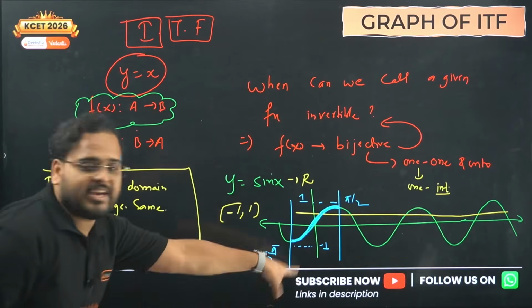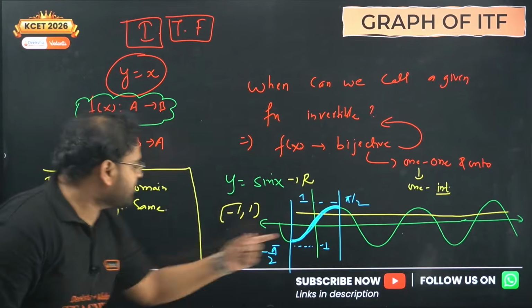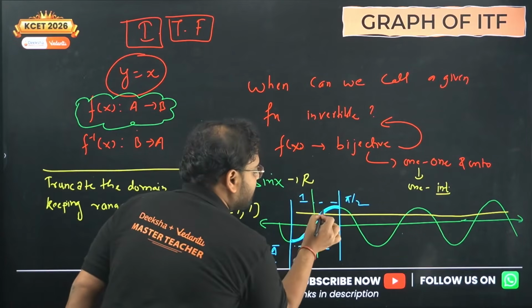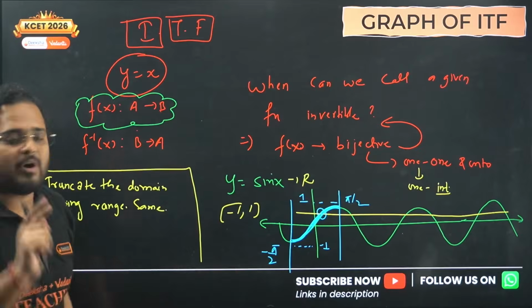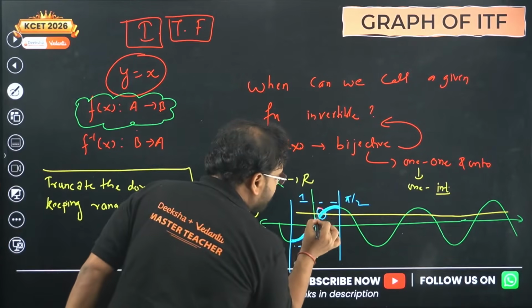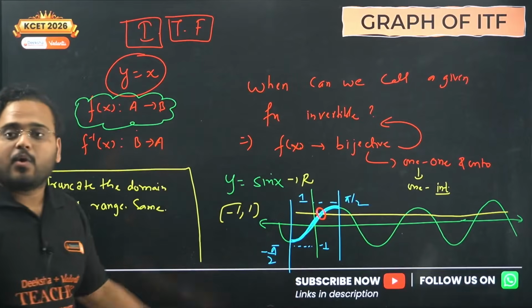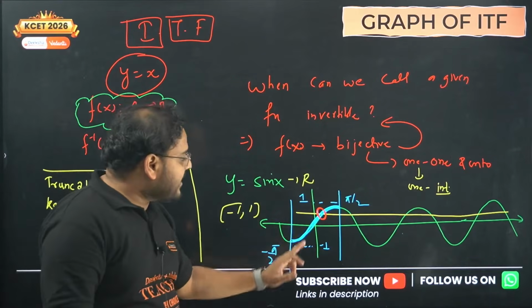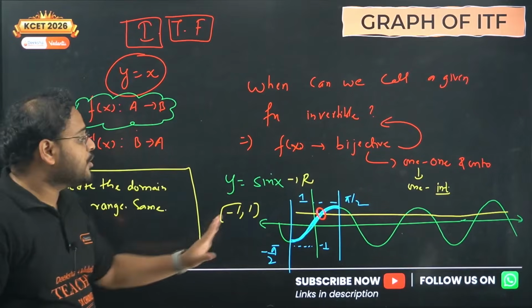Is the range changed? No. Did we get the truncation? Yes. Is it one-one? Yes, because if you check the yellow line, it has only one intersection. So we can say the given function y equal to sin x is now one-one and onto, because range and codomain are equal. The range is not changed.